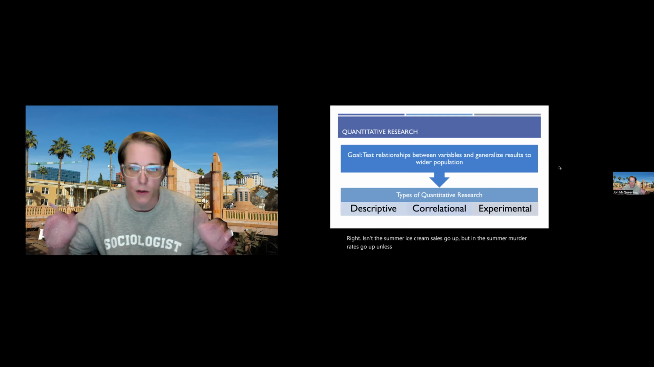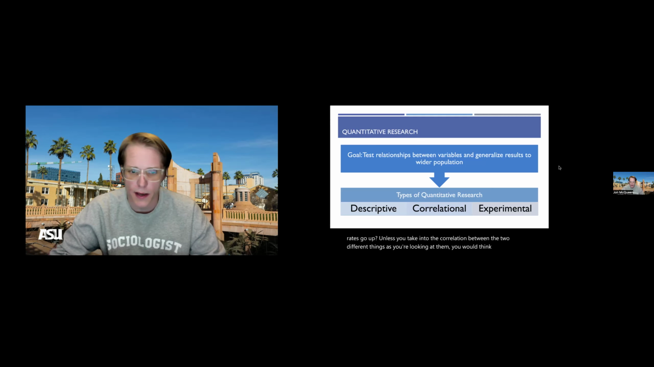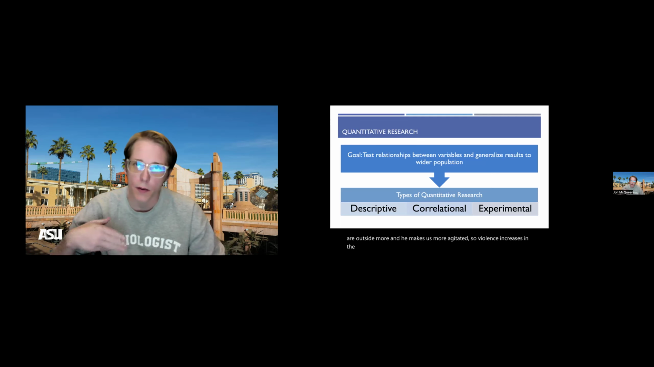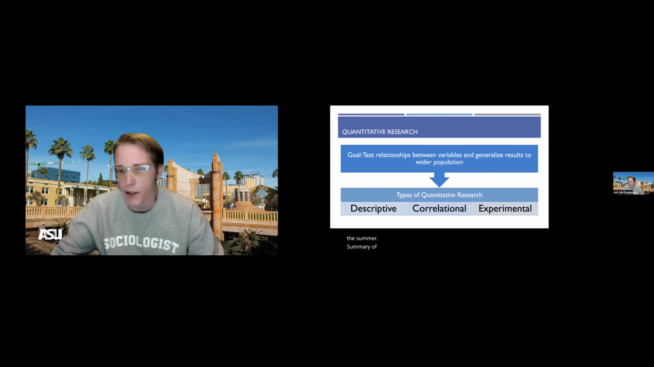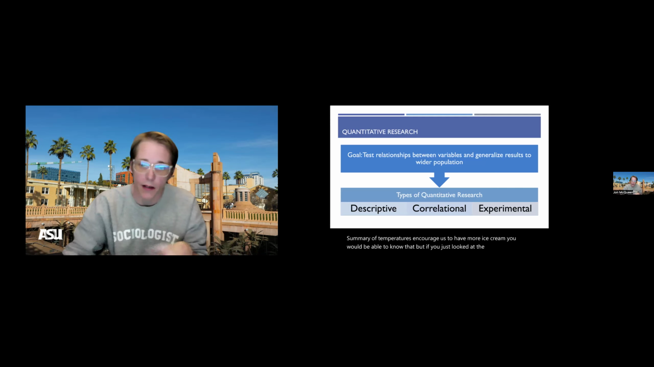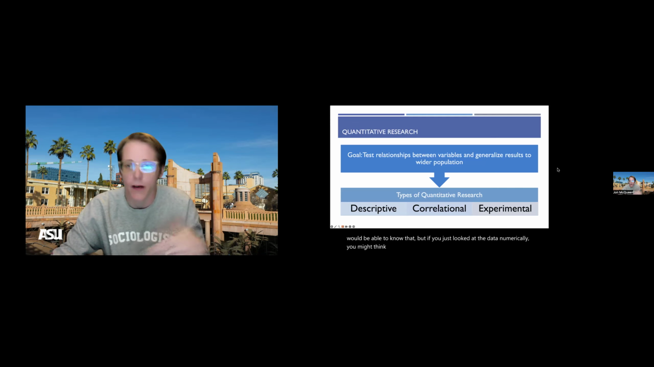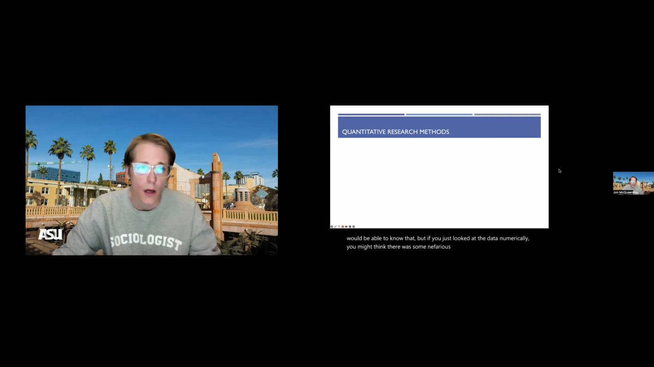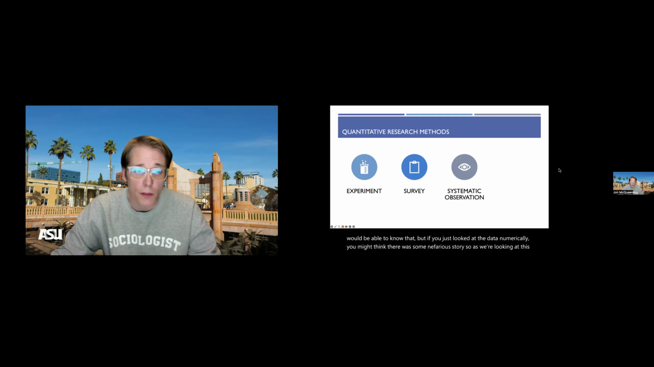Unless you take into account the correlation between the two different things as you're looking at them, you would think that those things have a causal effect. It doesn't. There's a reason that they happen. People are outside more and the heat makes us more agitated, so violence increases in the summer. Summer temperatures encourage us to have more ice cream. You would know that, but if you just looked at the data numerically, you might think there was some nefarious story.